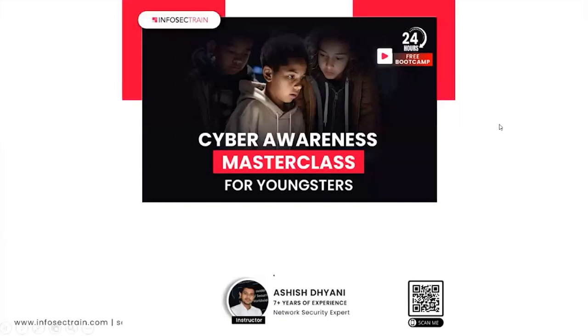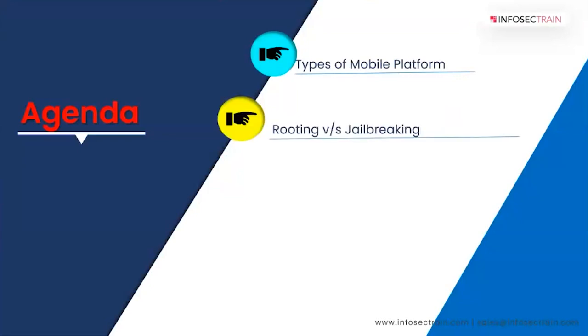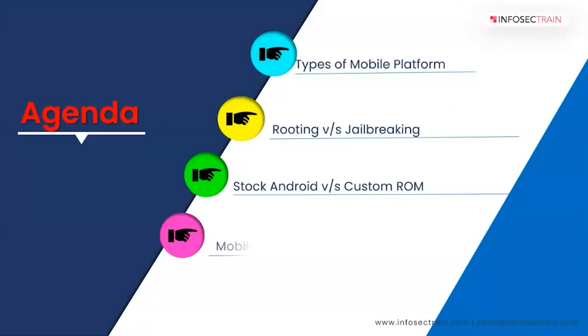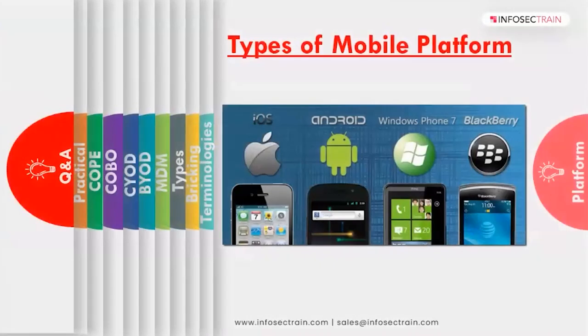Okay, so after pen testing, the next thing that we are going to discuss is types of mobile platform, rooting versus jailbreaking, stock Android, custom ROM, mobile device management policies, and then hacking your first Android device. Right? So we have seen lots of mobile platforms like iOS, Android, Windows, BlackBerry.